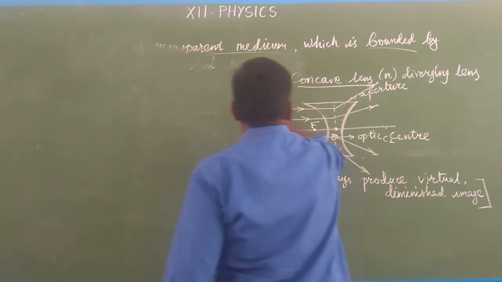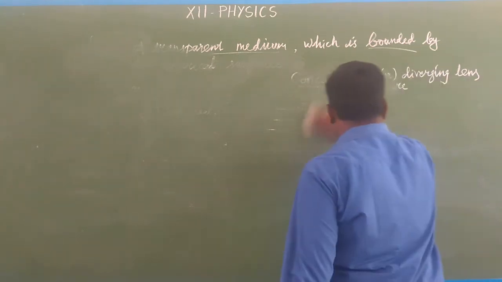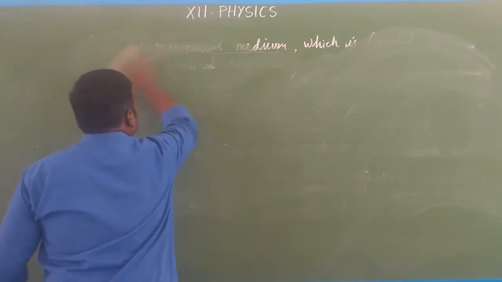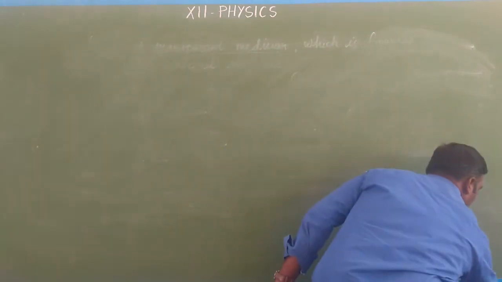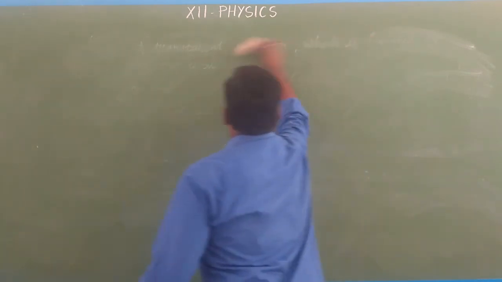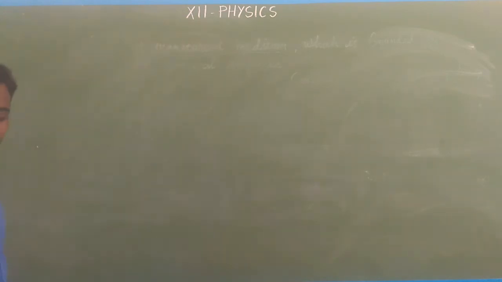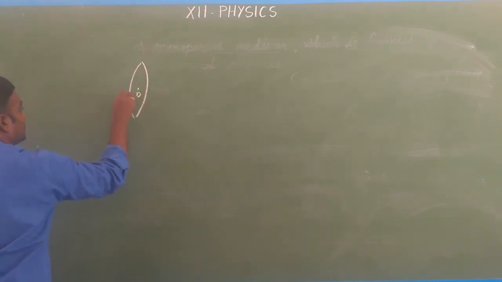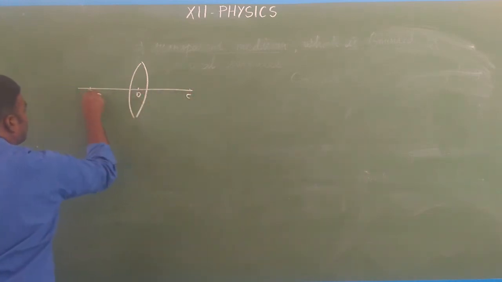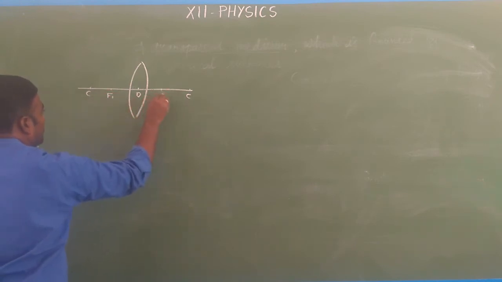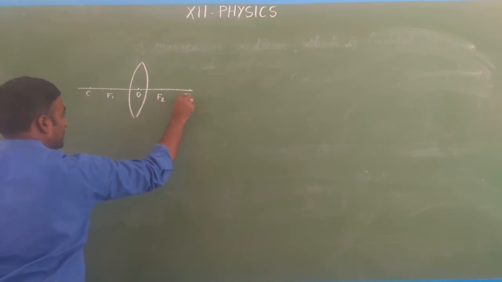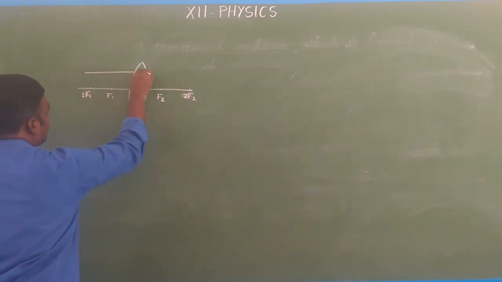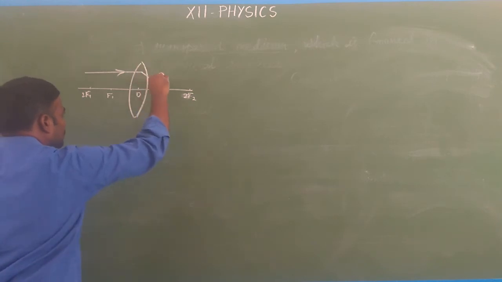Before seeing the lens formula, we'll see the rules used to construct image formation. The first one, a convex lens. See, this is the optic center, the center of curvature, and the principal focus. Also, we can say this is double the principal focus. The first rule: if light is incident parallel to the principal axis, then it converges through the focus.